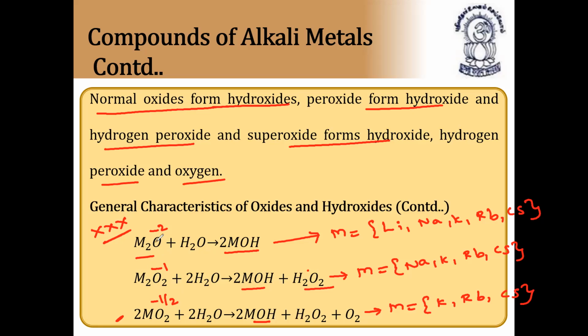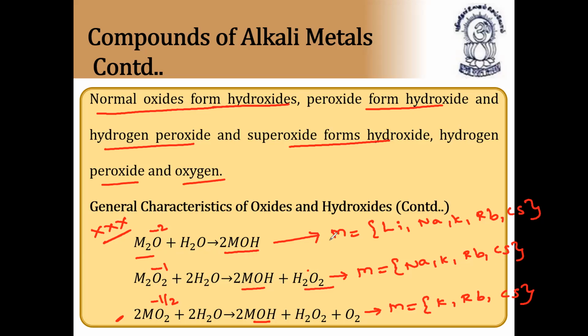So you can see here, peroxides, when dissolved in water, form hydroxides along with hydrogen peroxide. When sodium peroxide dissolves in water, it forms sodium hydroxide and hydrogen peroxide. Potassium peroxide forms potassium hydroxide and hydrogen peroxide. Rubidium peroxide forms rubidium hydroxide and hydrogen peroxide. Similarly, cesium peroxide forms cesium hydroxide along with hydrogen peroxide. So in place of M, you can keep sodium, potassium, rubidium, or cesium.